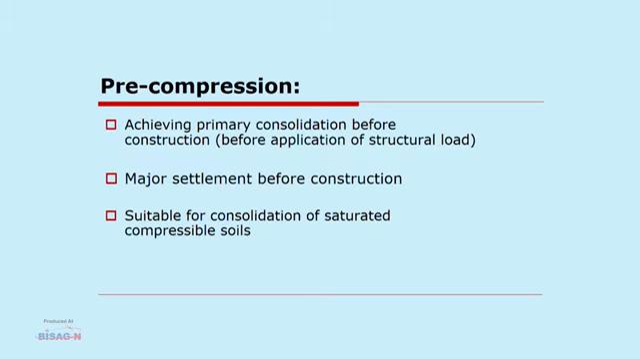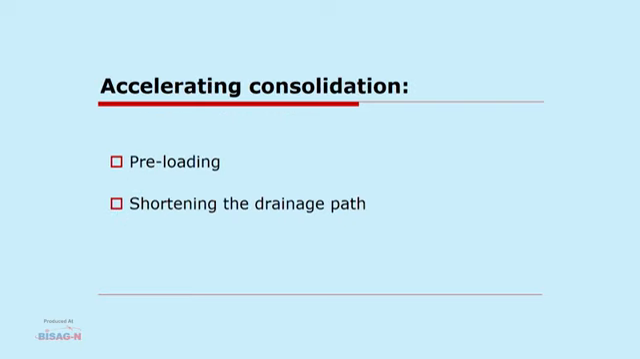In this fourth video, we will be discussing pre-compression, which is the fourth method of ground improvement technique. Pre-compression achieves primary consolidation before construction, before application of structural load. Major settlement happens before the construction, and it is suitable for consolidation of saturated compressible soils. Accelerating consolidation happens through preloading, shortening the drainage path.